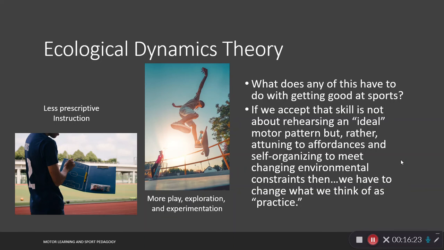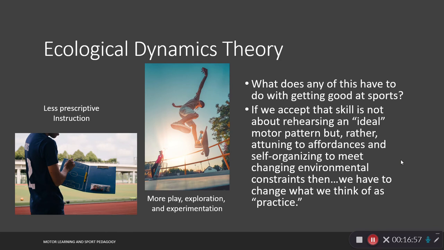So having gone on that tangent, what does any of this have to do with getting good at sports? What is important is that when we think of skill as something that emerges from an organism interacting with its environment, it's not some idealized, quote unquote, motor pattern, because as we've established, there is no single ideal movement pattern. It's highly variable even if we're achieving the same outcome. We then realize that it's the ability to attune to the affordances in our environment and the ability to self-organize around that environment that is what skill really is.